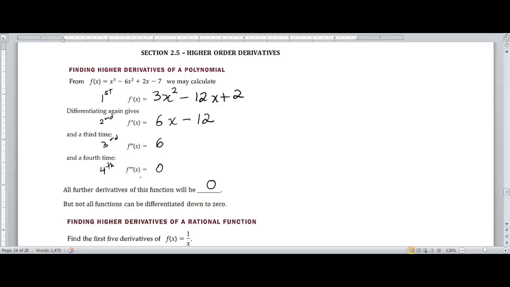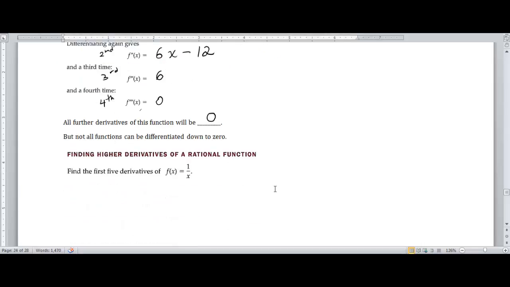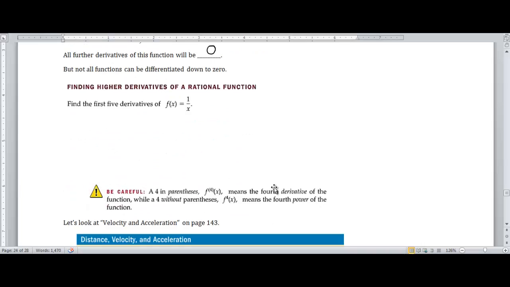So let's look at this function, which cannot be differentiated down to 0. It says find the first 5 derivatives. We're going to rewrite this as x to the negative 1. Now the first derivative is negative 1 x to the negative 2. I'll convert those later. The second derivative: the negative 2 comes out front, so we get positive 2 x to the negative 3.